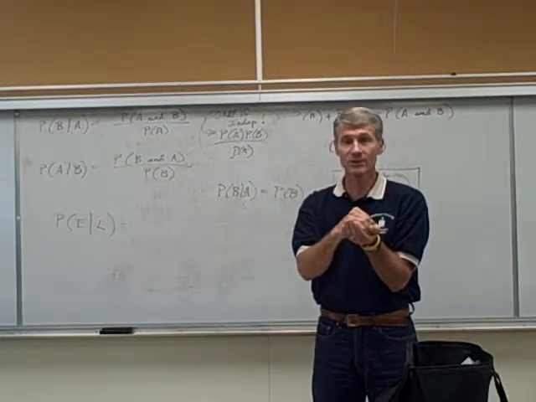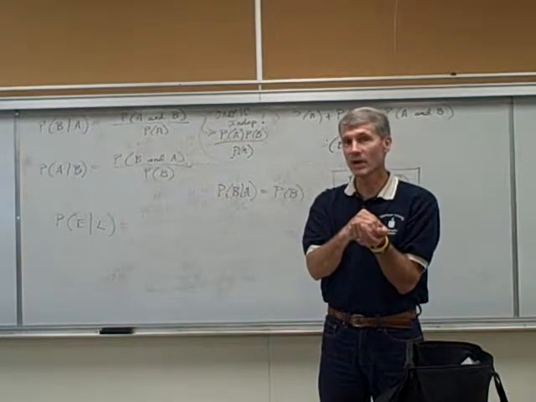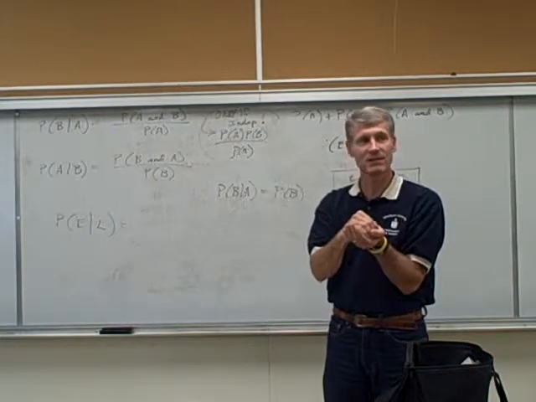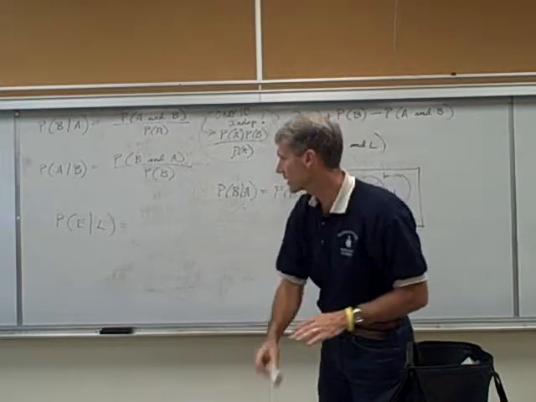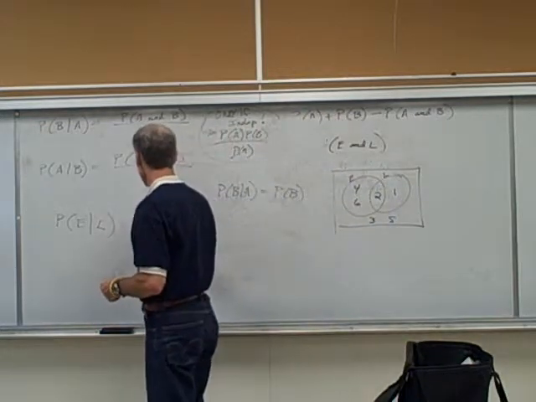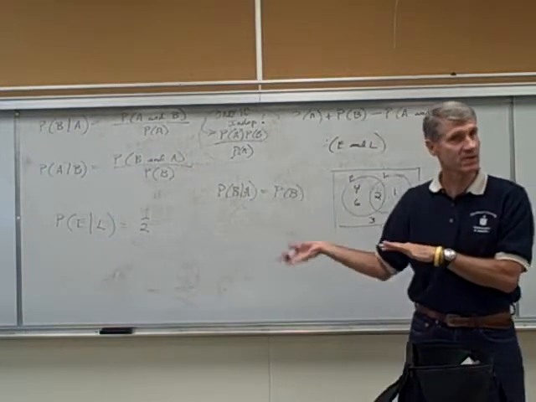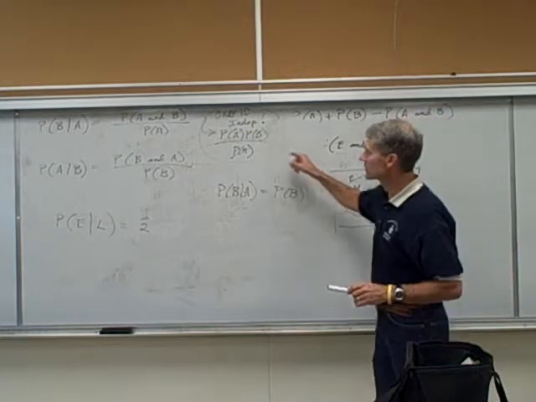So I know, well, there's only 2 possibilities. If it's a little number, it's either a 1 or a 2. 1 out of those 2 numbers is an even number. So the probability of even, given that it's little, is 1 out of 2. Intuitively, we can figure that out, and that is correct. Let's do it using this rule.